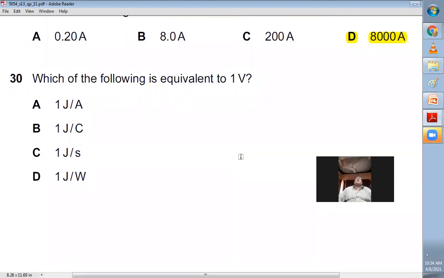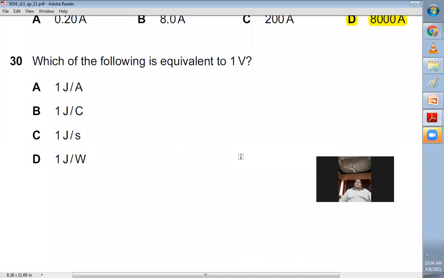So next question. Which of the following is equivalent to 1 volt? The definition of voltage is energy divided by charge, work done divided by charge. So the unit will be joules per coulomb, work done in joules and charge in coulomb. So 1 volt is equal to 1 joule per coulomb. So I think this is right. Question number 30, B is the right choice.